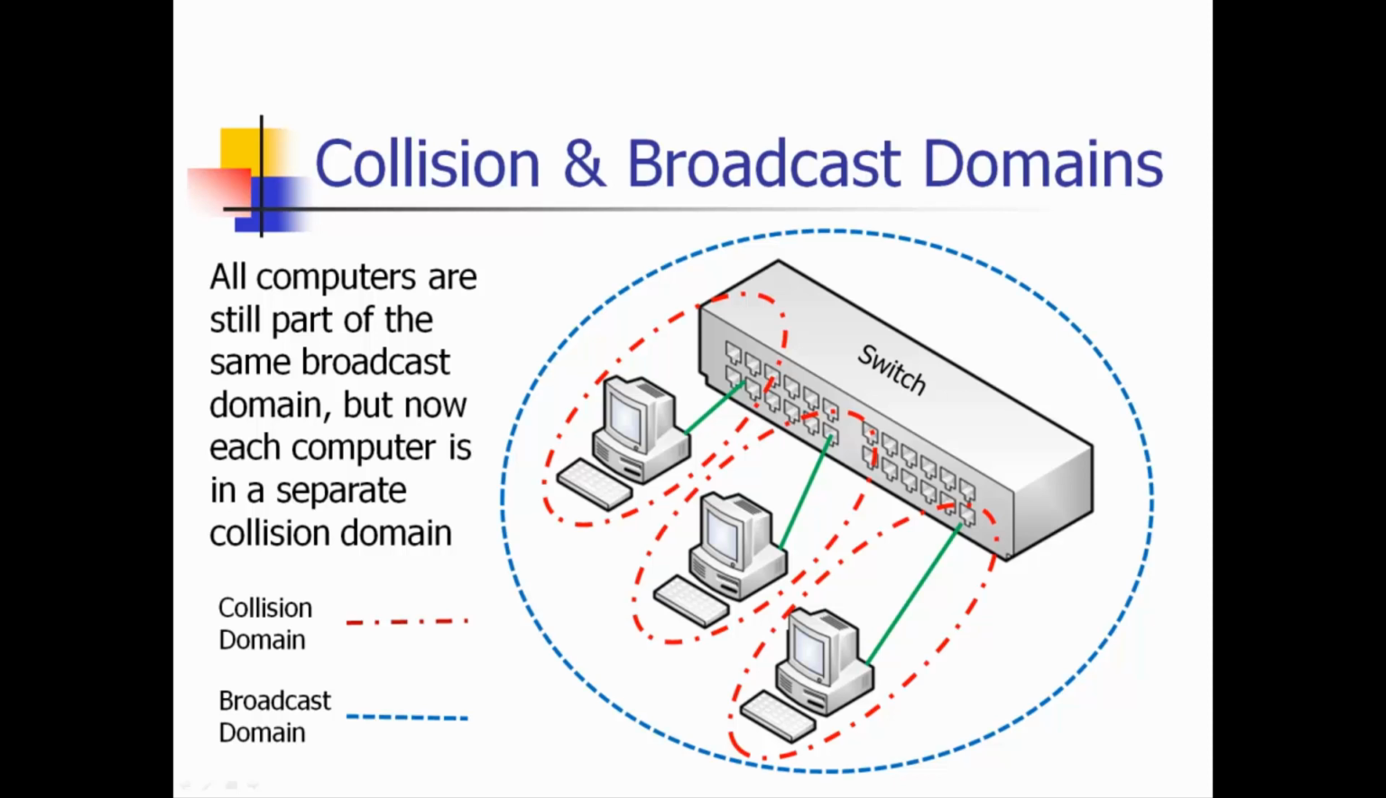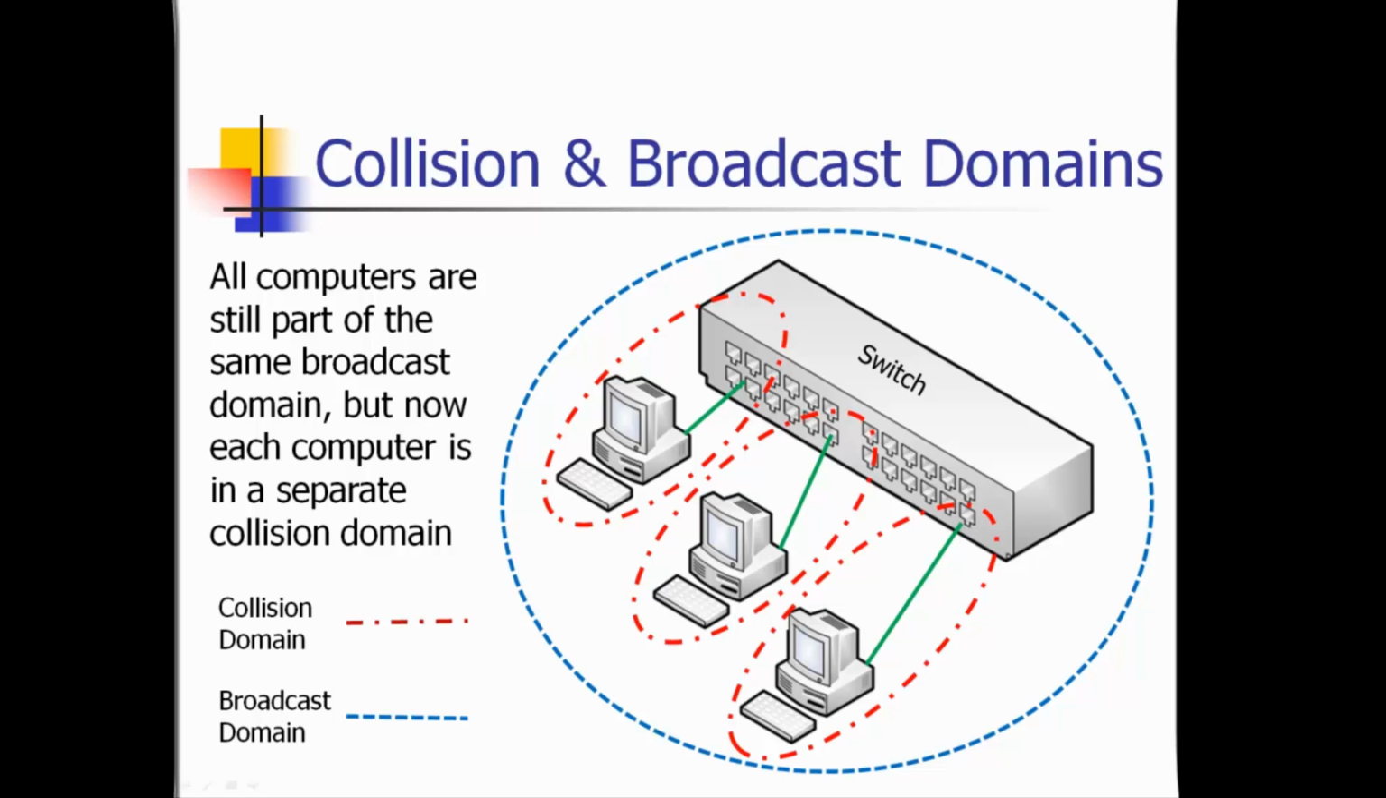When that's the case, as you can see by the red dashed line that we have here, each computer attached to its port on the switch is considered its own separate collision domain, because they don't have to wait for transmission of messages to clear the entire switch before any one computer can transmit. They can transmit simultaneously because they're part of their own collision domain.